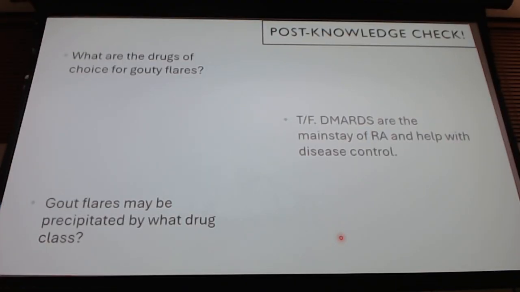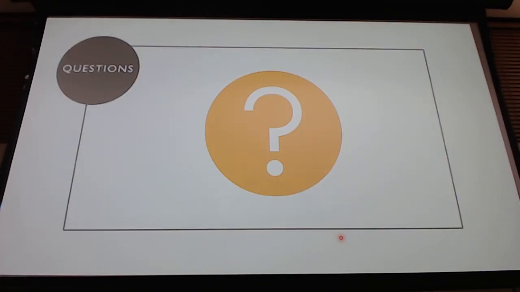What are the drugs of choice when we were talking about our gouty flares, specifically looking at NSAIDs? So okay, sin, right? Remember it was a sin. The two that we use more likely are going to be these, but sin. True or false? DMARDs are a mainstay of RA and help with disease control. Gout flares may be precipitated by which drug class? ULT. All right, we got it? Yeah, don't say no. Y'all stop.